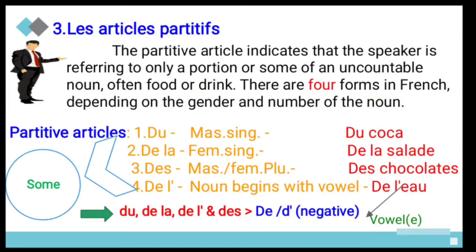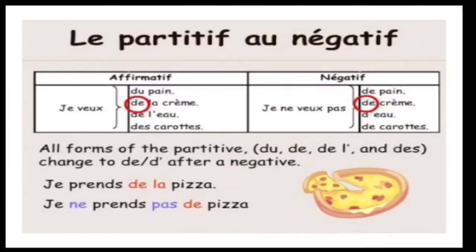And de l' is used when a noun begins with a vowel. See, de l'eau means what? Some water. The noun begins with a vowel. So for this also, du, de la, de l' and des, when you're changing it to the negative form, you have to put de or d'. Let us see the example, affirmative and negative. Affirmative is a positive sentence, and negative is a negative sentence only.